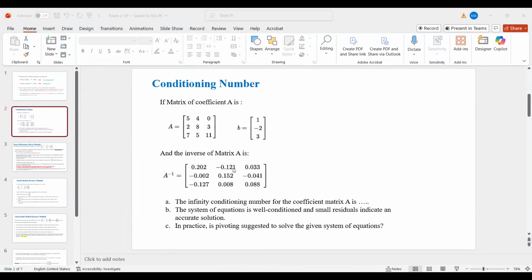In question A, find the infinity conditioning number for the coefficient matrix A. And then question B: if the system of equations is well conditioned and has a small residual, does the answer indicate we have accurate solutions? And in practice, is pivoting suggested to solve the given system of equations? Okay, let's answer these questions.